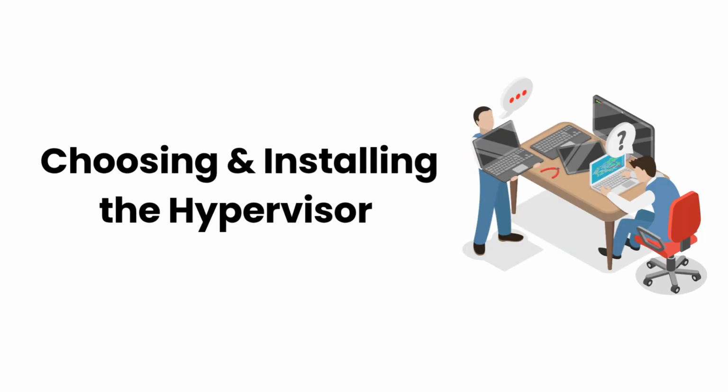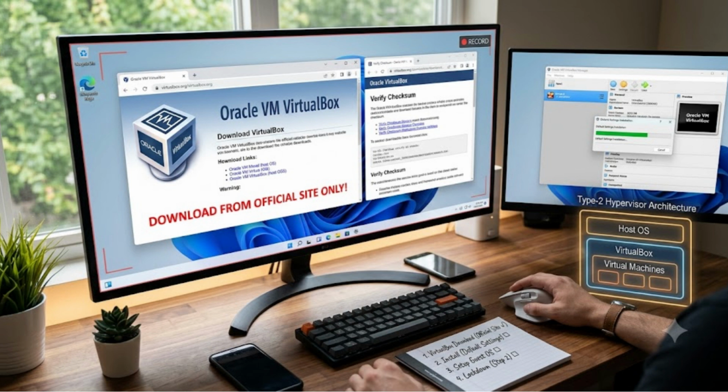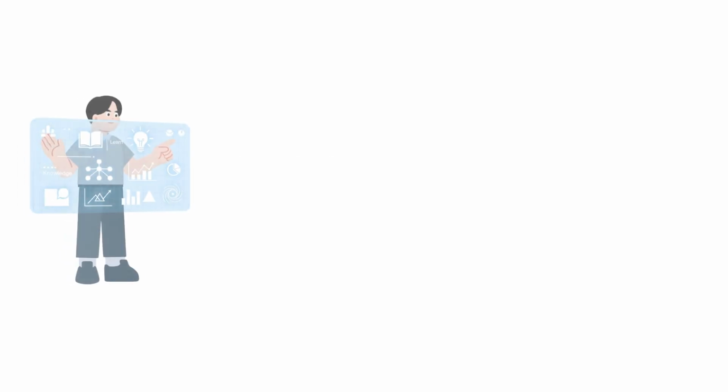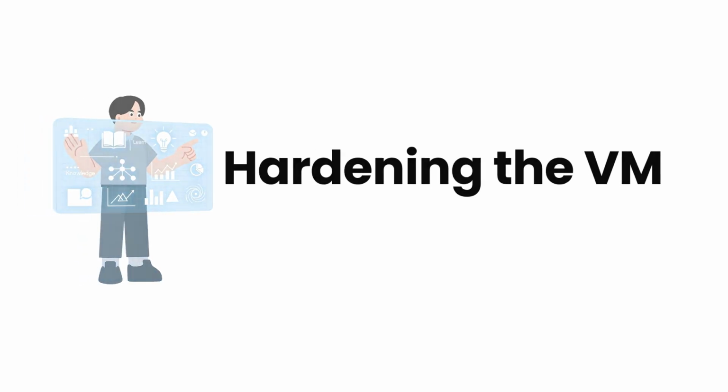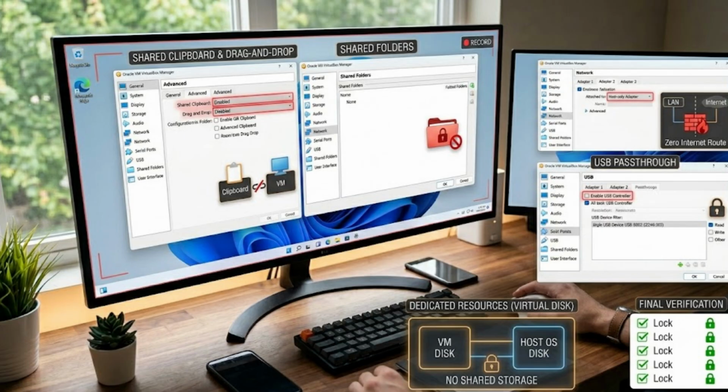Choosing and installing the hypervisor. We're using VirtualBox or VMware Workstation Player. Pick one, both are free. It's a Type 2 hypervisor, meaning it runs as an application on top of your existing OS rather than replacing it. Hardening the VM. This is the core value section.